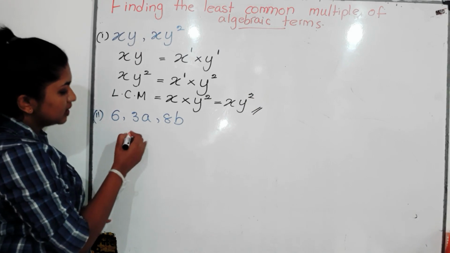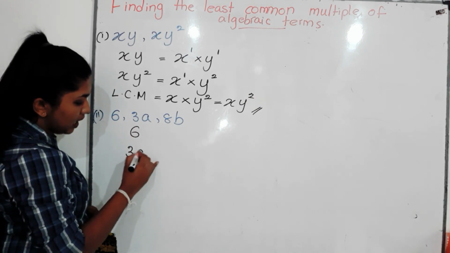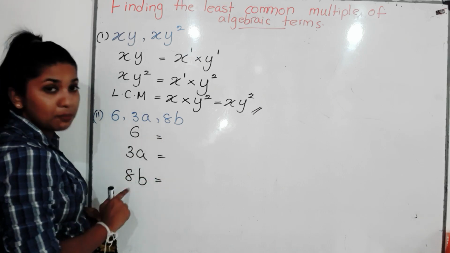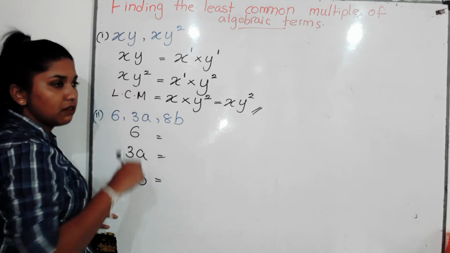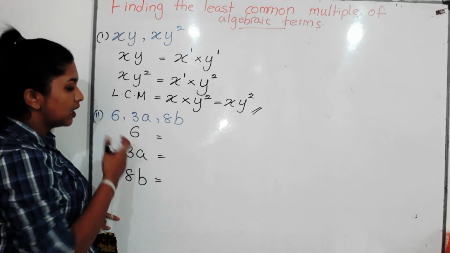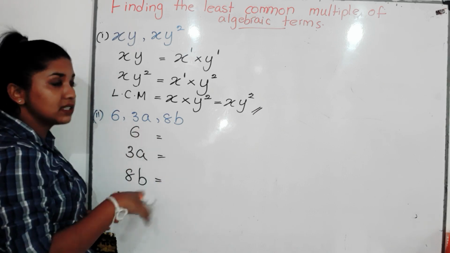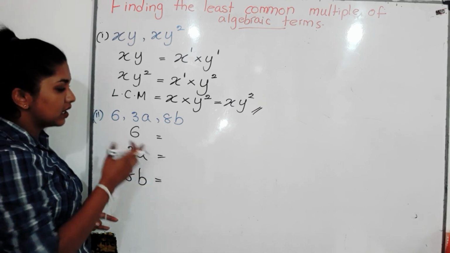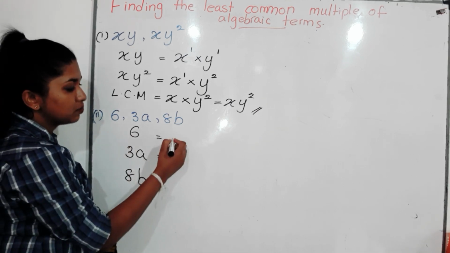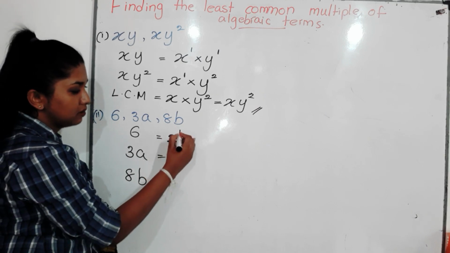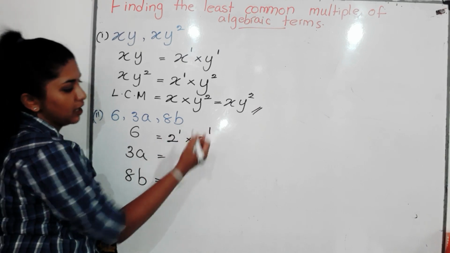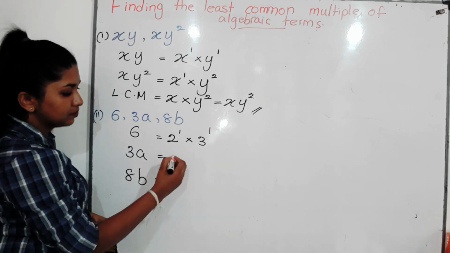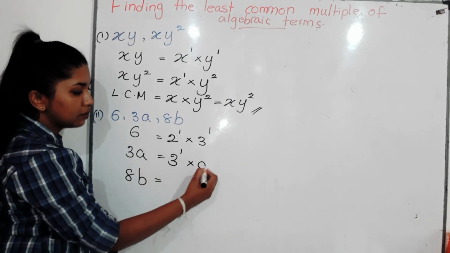Next example is 6, 3a and 8b. Now can you see there are some numbers. In our previous video we discussed how to write numbers in index notation. 6 can be written as 2 into 3, that is 2 to the power 1 and 3 to the power 1. 3a is 3 to the power 1 and a to the power 1.